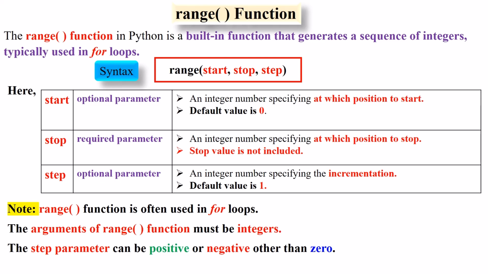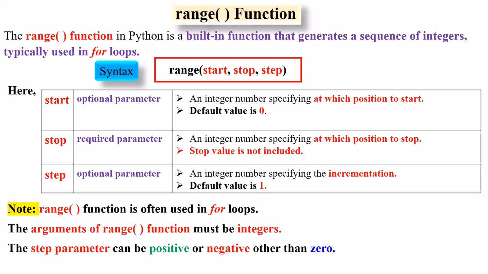Here, start is an optional parameter. An integer number specifying at which position to start. Default value is 0. Stop is a required parameter. An integer number specifying at which position to stop. Stop value is not included. Step is an optional parameter. An integer number specifying the incrementation.